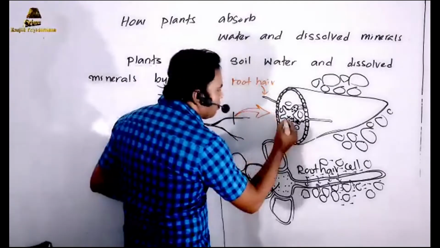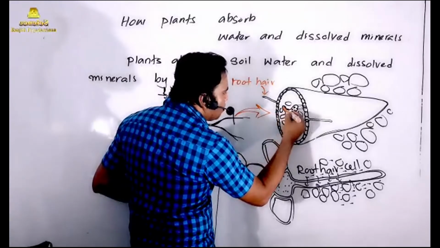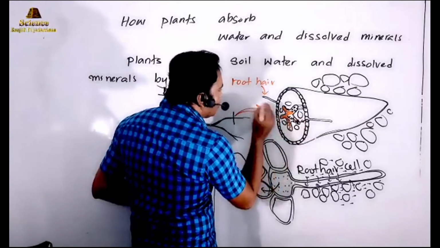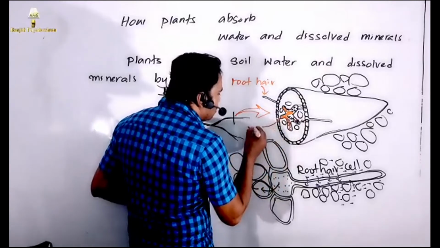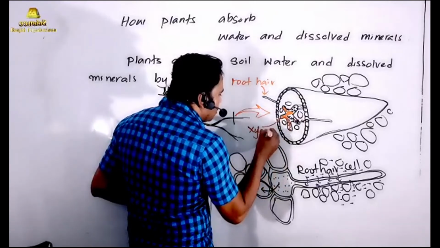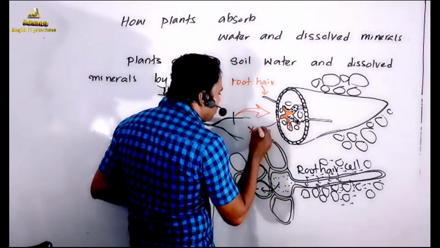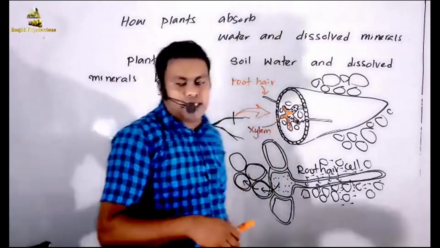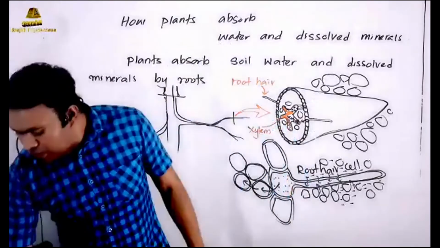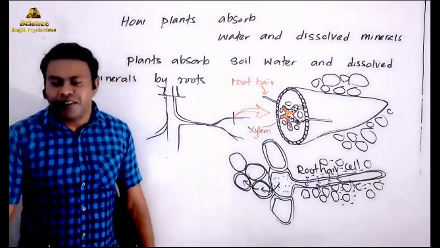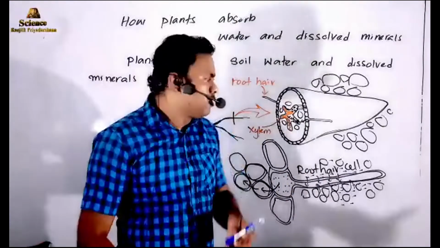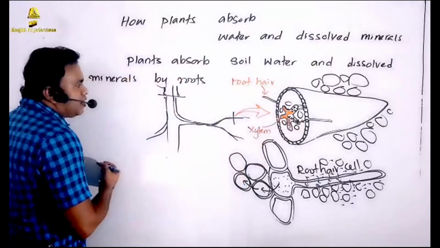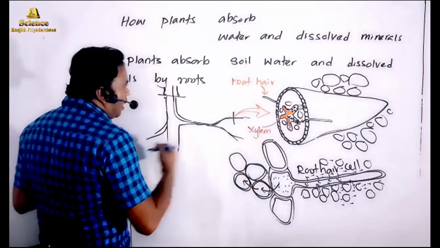So what's this colored part? So that's xylem. Yes, xylem is responsible for what? For the translocation of water. Right. Okay, send me a message, those who can understand this water translocate in xylem of the roots and root hair.